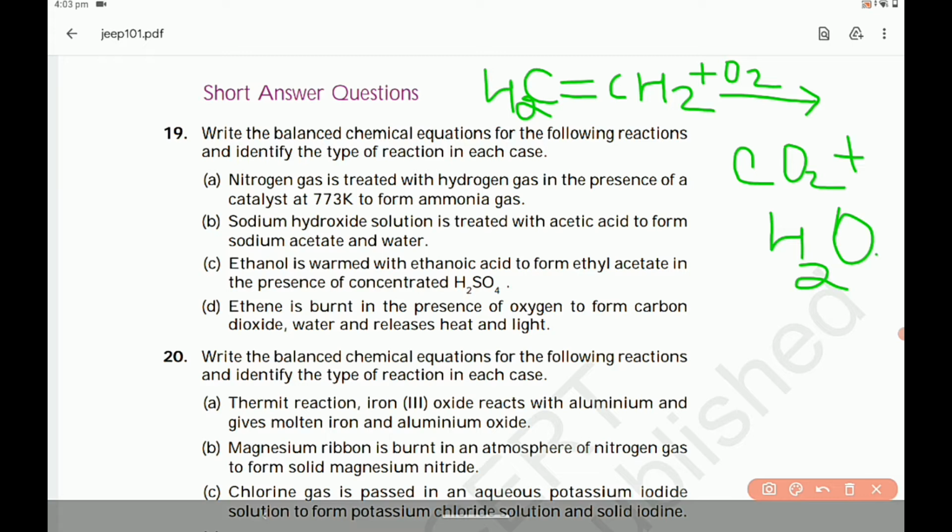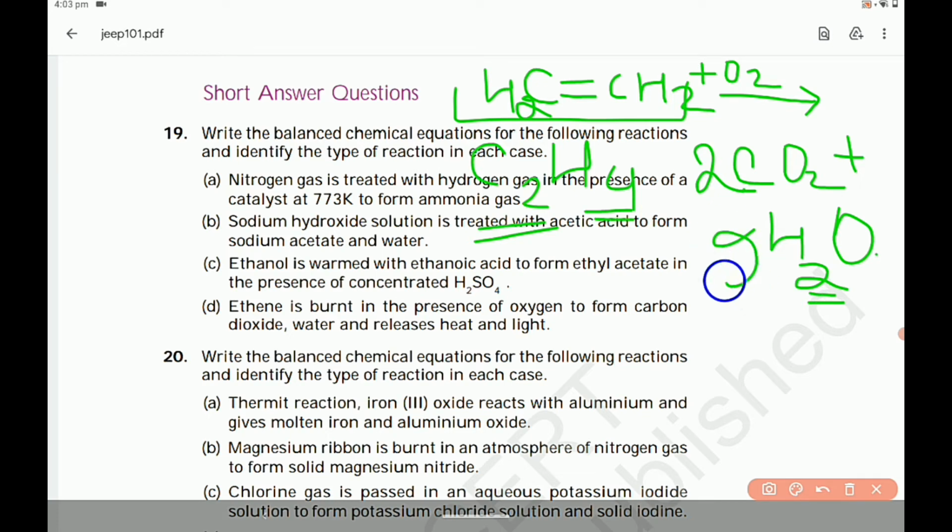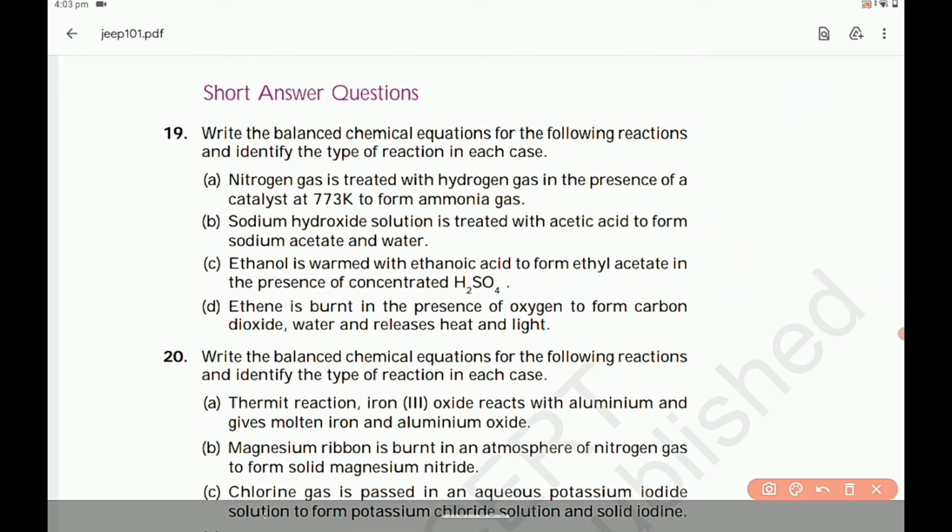So let's balance it. Here in short you can write it as C2H4 as well. Carbon is 2 here and there is 1 carbon over here, so you can drop a 2 here. And for hydrogen, there are 4 hydrogens here and 2 over here, so you can drop a 2 here. And oxygen, 2 twos are 4, 4 plus 2 is 6, so you can put a 3 over here. So you'll have C2H4 plus 3O2 gives rise to 2CO2 plus 2H2O. Okay, next question.